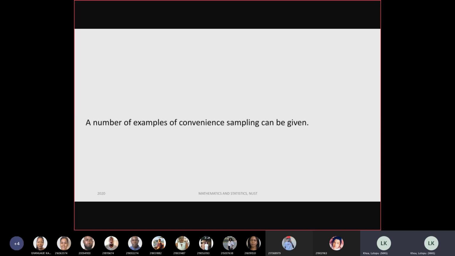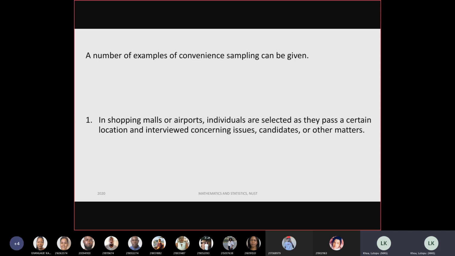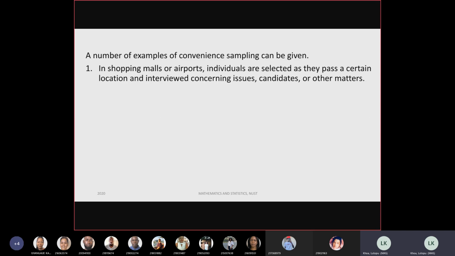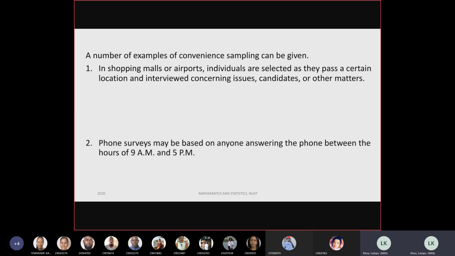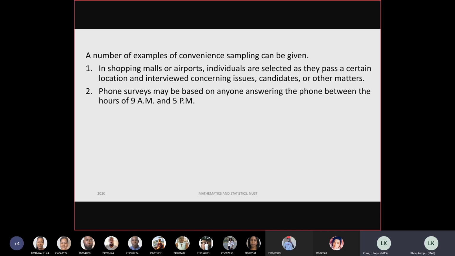Then the next one, before that, there are some examples besides the one I've mentioned. You can do convenience sampling in shopping malls, airports. You would select people as they pass by, asking them questions. What do you think about this? What do you think about that? And so on. Phone surveys may be used, with anyone answering the phone between the hours of 9 a.m. and 5 p.m. Let's say, for example, you have a directory and you're just calling people. Whoever answers and is willing to take your survey will form part of your sample.